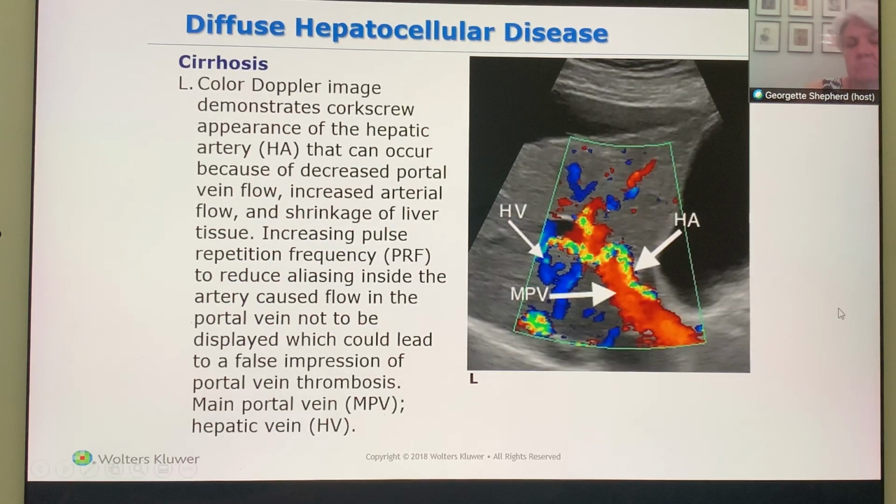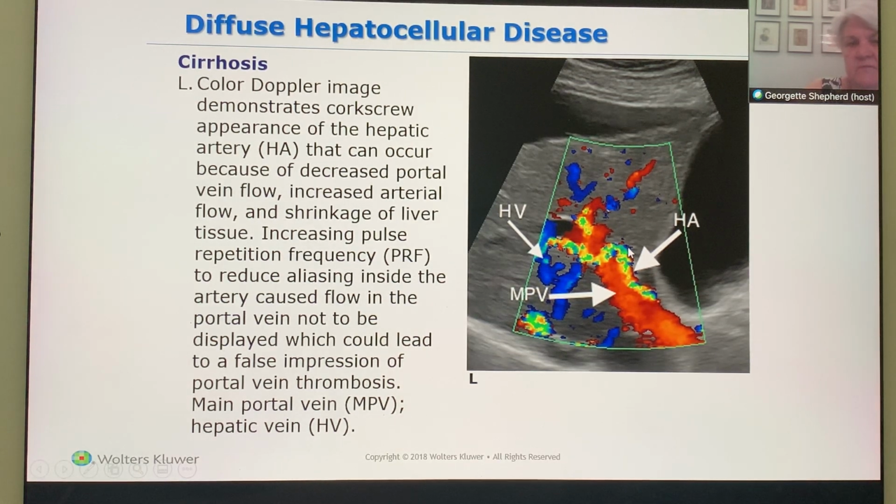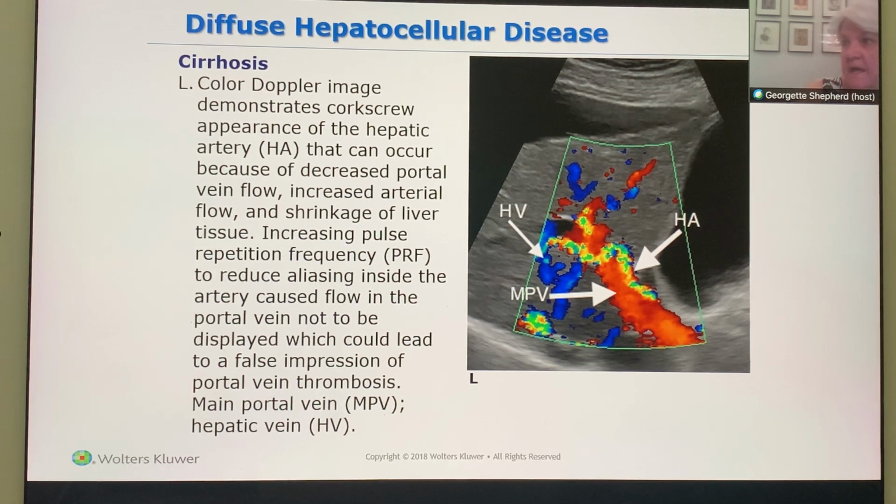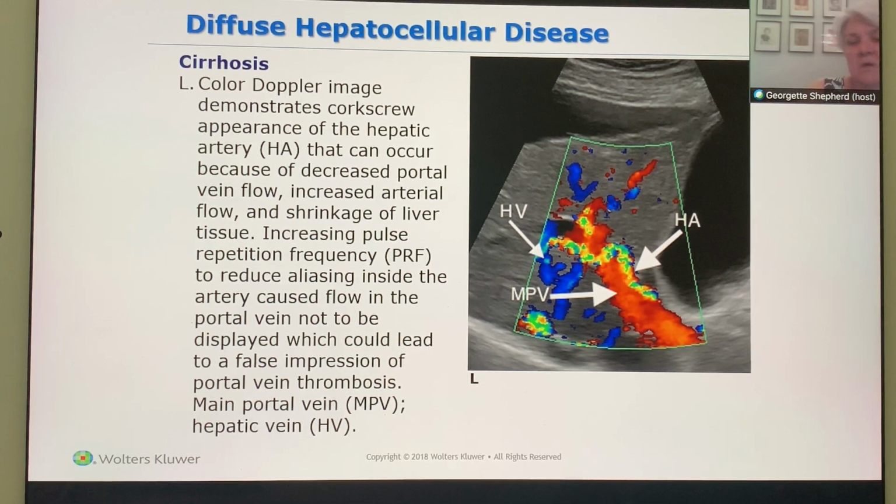Color Doppler. Here you have the hepatic artery. It's very tortuous. They've got the color gain up too high. There's two ways that you can fix that. You can come up in your scale, or go down in your overall color gain.